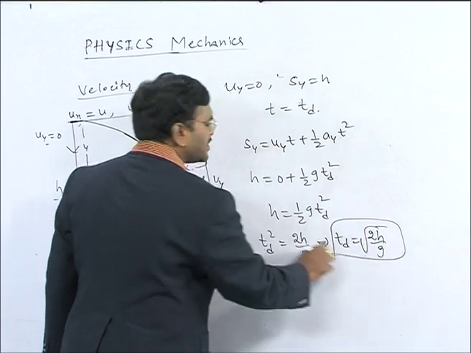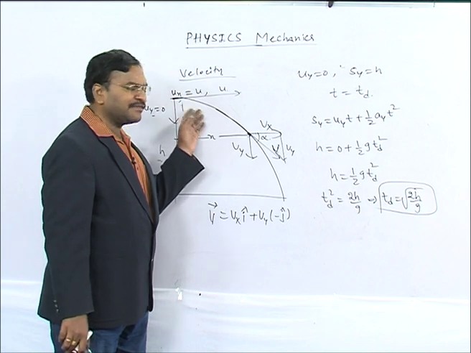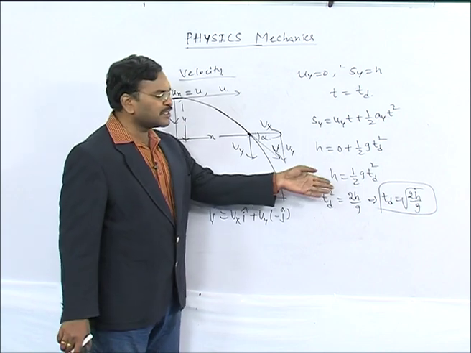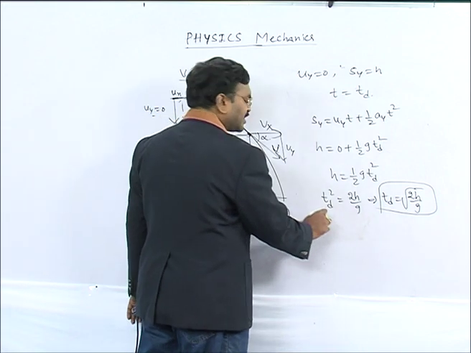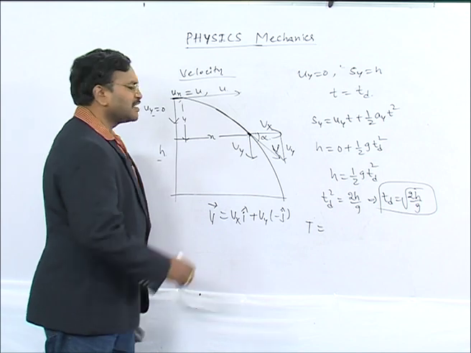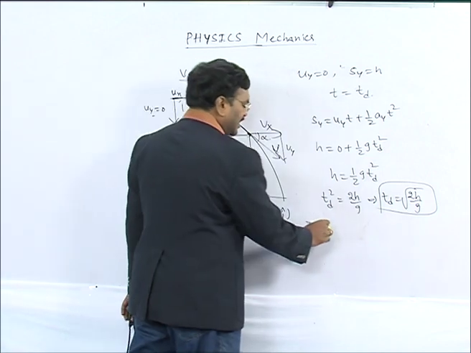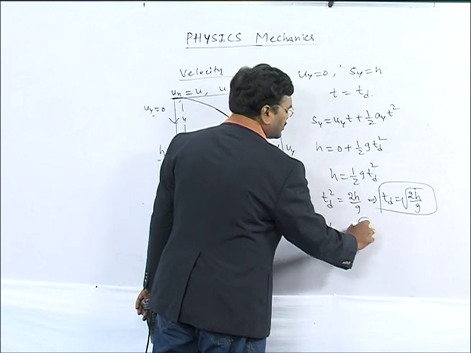Now time of descent of a body projected horizontally from the top of a tower: how much? Root of 2h by G. In this case, there is no time of ascent, because the body is projected horizontally from the top of a tower. That is why time of ascent is 0. Time of descent, how much here? Root of 2h by G.